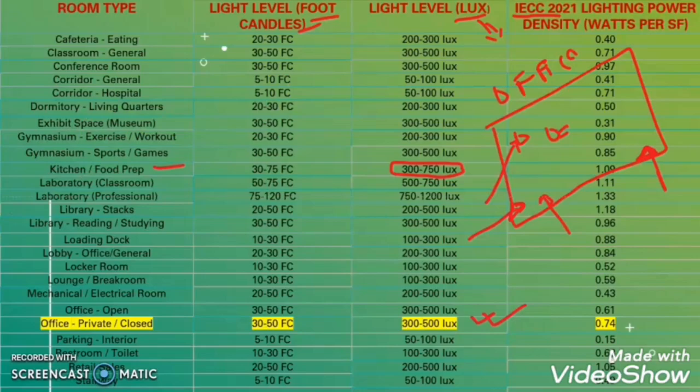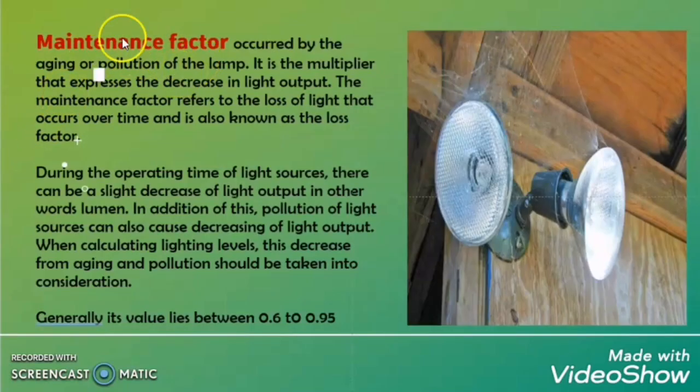Now let us move to our next point, that is the maintenance factor. As we know, with time the light gives less luminance, less light.